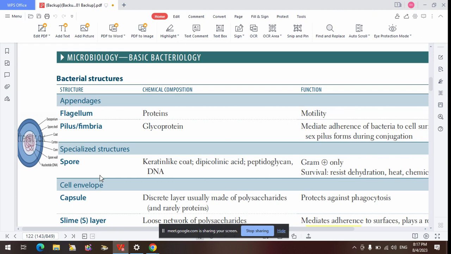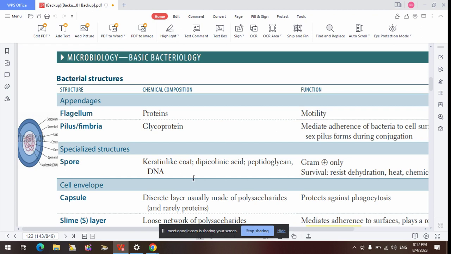But when the spore is now inhaled by humans, it gets into the body, the conditions become more favorable. It can now change from that spore form to vegetative form that will now cause infection. You don't cause infection with spore form. It has to change to the vegetative form that's capable of causing infection. So that's a specialized structure, spore form, only in gram positives.